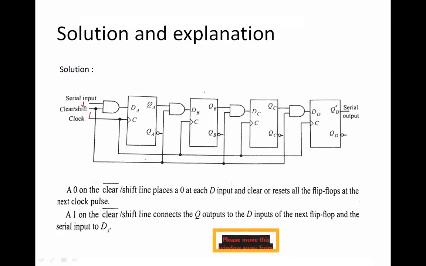Suppose in the other case I use 1 here, which means the shift operation is going to happen. Whatever input I give here, let's say I give 1, so 1 into 1 is 1, so 1 comes here. My clock is as usual connected in common, all the clock lines are commonly connected. So I'm making use of this AND gate, wherein if one of the inputs is 0, then the output ultimately is going to be 0.